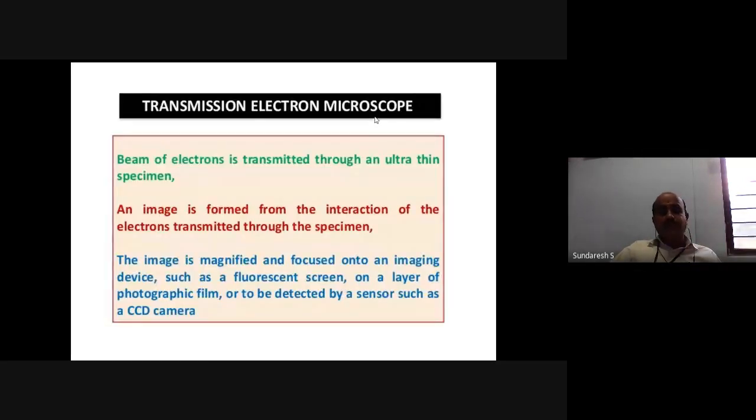Once it passes through, the high beam of electrons from the electron gun interacts with the electrons which are there in the specimen. This interaction between the two will result in the formation of an image. That image will be captured on any kind of photographic film, or what we call a fluorescent screen, or it might be a sensor such as a CCD camera, whatever it might be.